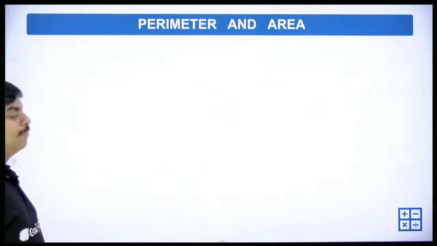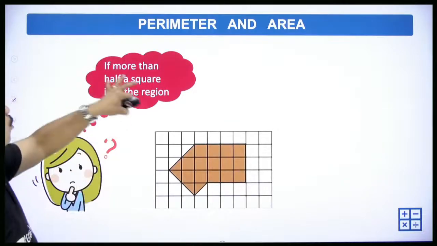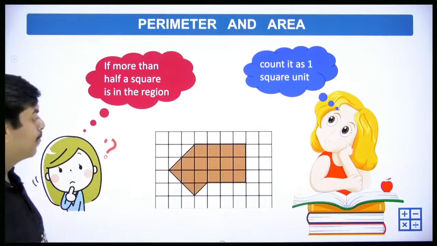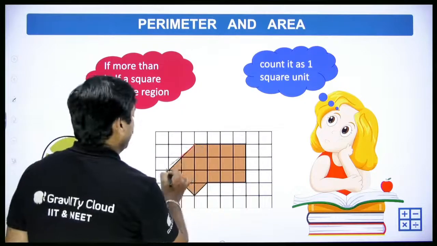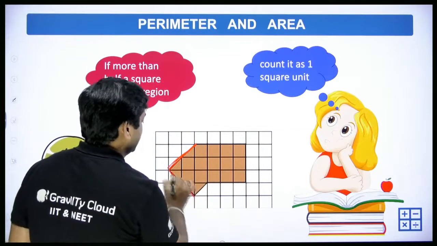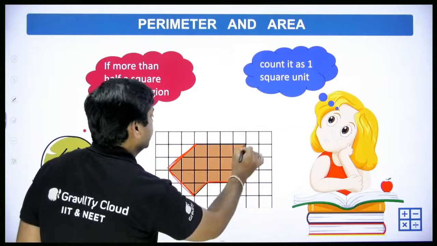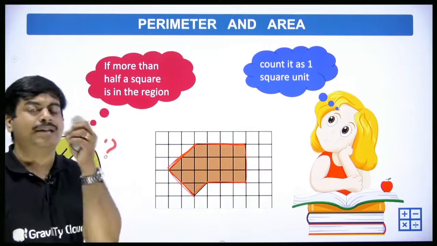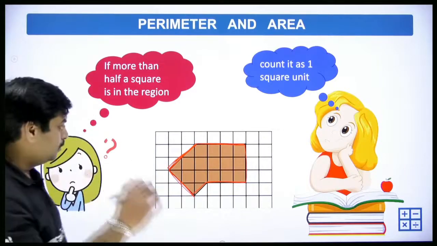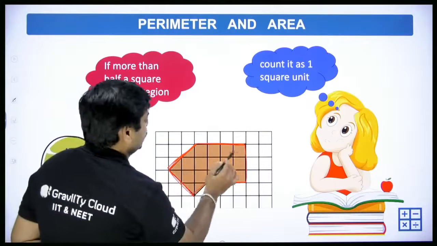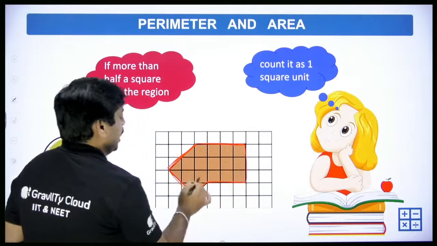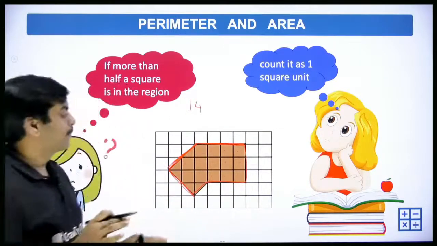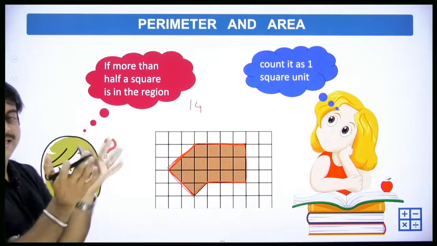So let's take one example. If more than half a square is in the region, count it as one square unit. For example, I am going to find the area of this figure, the area of this brown enclosed figure. We need to count all the squares. Let me see that. 1, 2, 3, 4, 5, 6, 7, 8, 9, 10, 11, 12, 13, 14. So 14 full squares are there, that means the complete square is there.